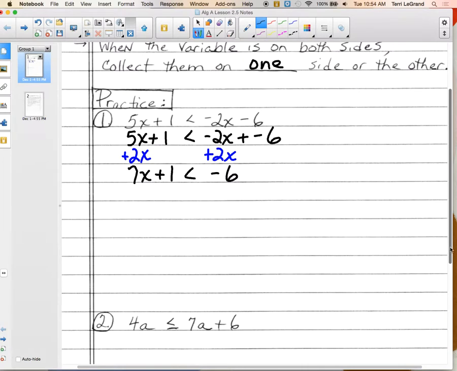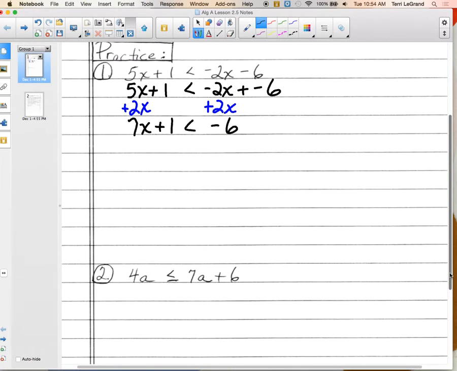So, okay, what's going to be our next move? Make a good choice here. Don't create any more work for us than we need to. Make a good choice. What would be our next move? Julia? Subtract 1 from both sides. Because that'll get those x's alone now, because we've got them collected on one side. So now we want to work with that side, getting the x alone. So what is negative 6 take away 1? Negative 7.